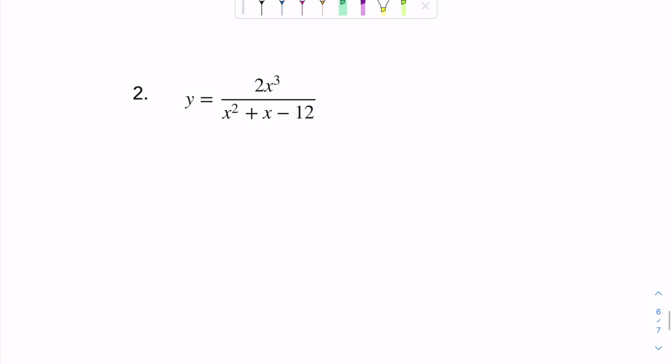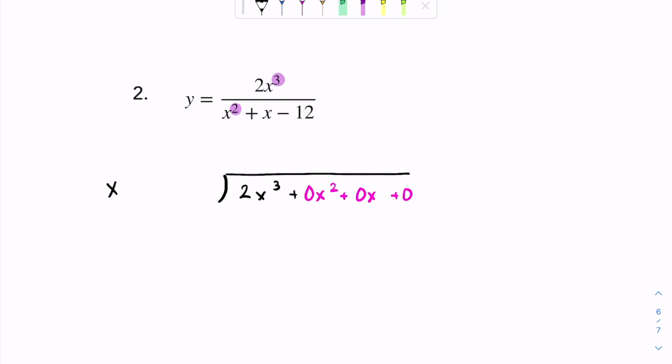Okay, for number 2, same thing. Let's compare our exponents. We have 2x cubed divided by x squared plus x minus 12. So I'm going to get started with this one, and then you can just watch me finish the rest of it. But whatever your numerator is, it goes underneath your division symbol. We have 2x cubed plus 0x squared plus 0x plus 0. And our divisor is x squared plus x minus 12. Okay, so if you just follow along, you can watch me do the rest of this problem.